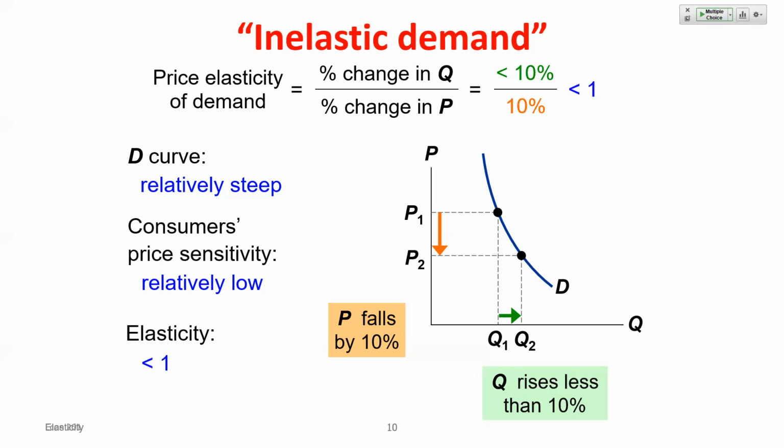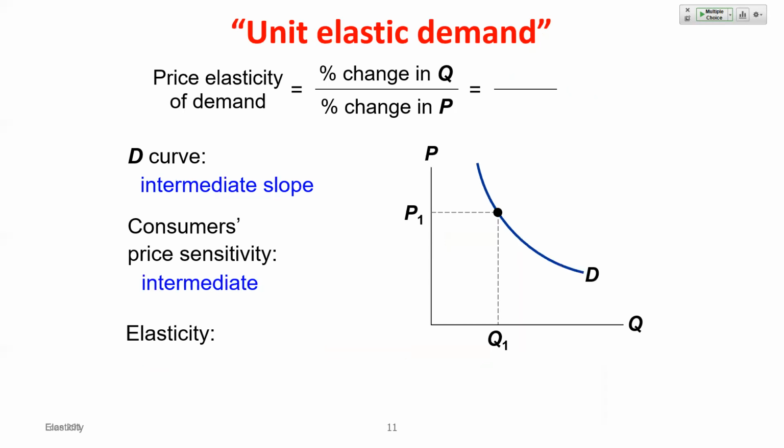What if we had a unit elastic good? It would have to be that the percent change in price fell by 10%. What would have to be true about the percentage change in quantity demanded? It was unit elastic. Said it earlier.